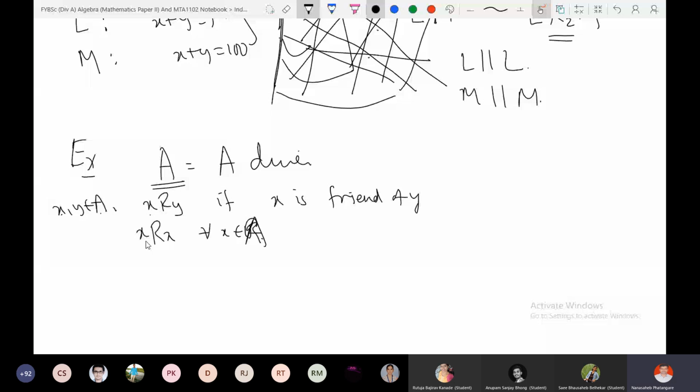But if I choose some student x and another student y, if they are friends of each other, then they are related, otherwise not related. If two students do not know each other, then they are not related under this relation. We are not worried about how many students A is a friend of. That is not the point of interest right now. Right now we are interested in whether every element is related to itself. That is reflexivity.